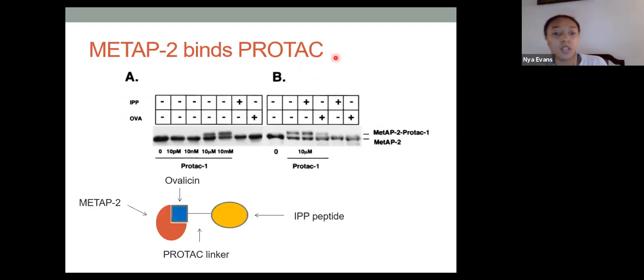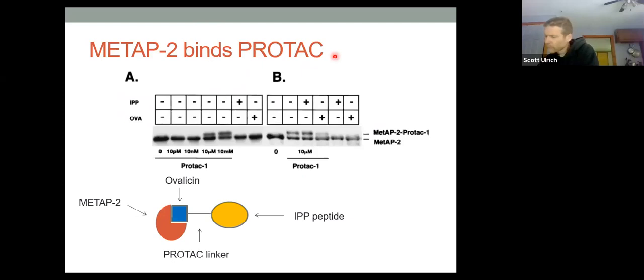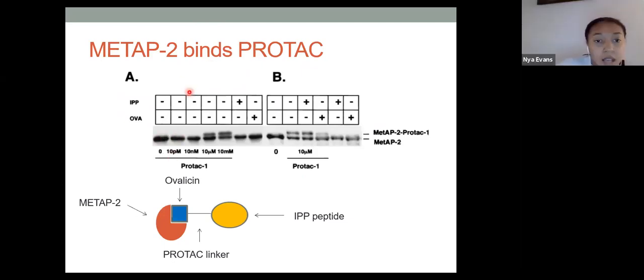So initially what they were looking at was, does MET-AP2 bind to the PROTAC? So they used a Western blot analysis to get this data. What you can see here is that at different concentrations of the PROTAC, the MET-AP2 bound or didn't bind to the PROTAC. But the point is that at some point it binds to the PROTAC, so that it does work.